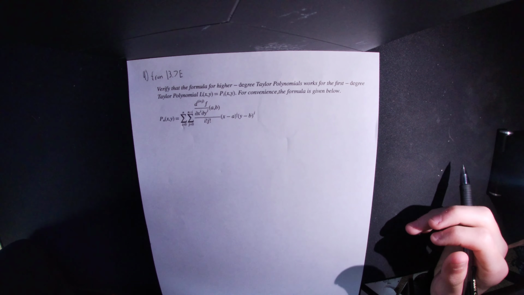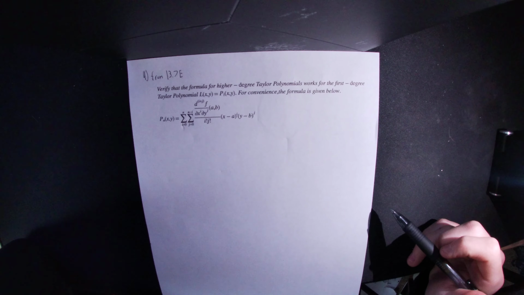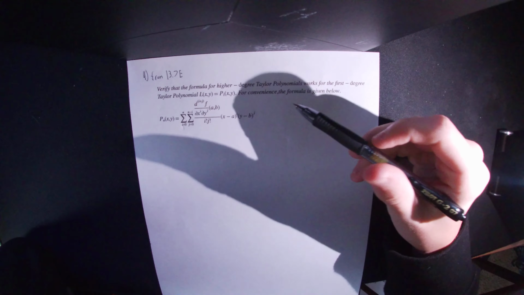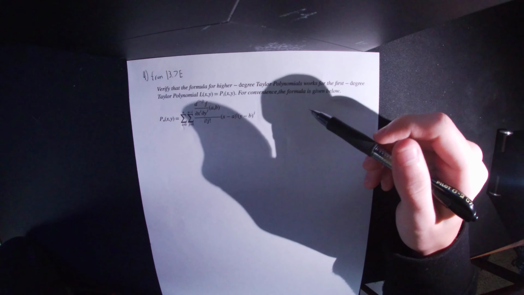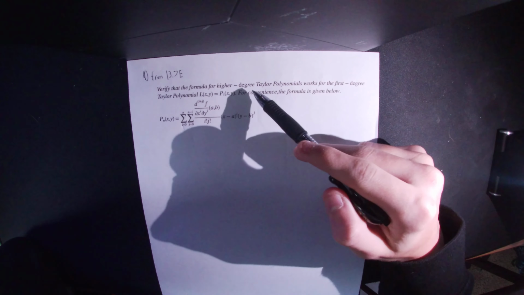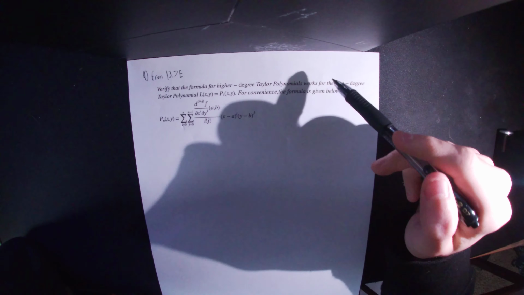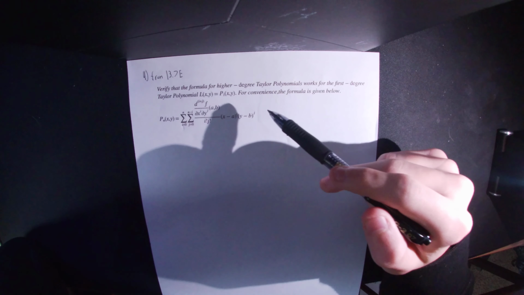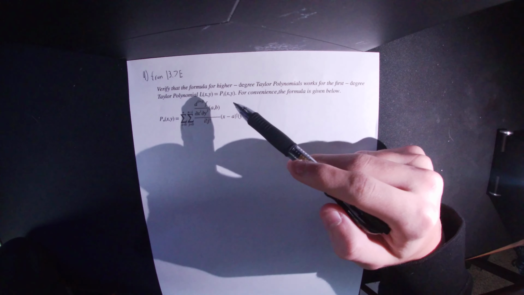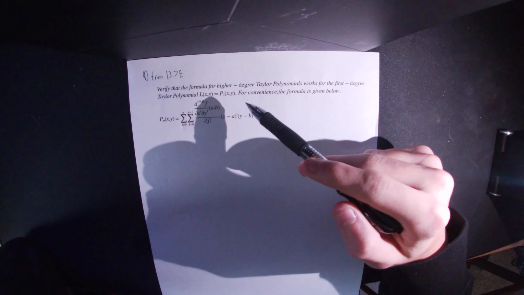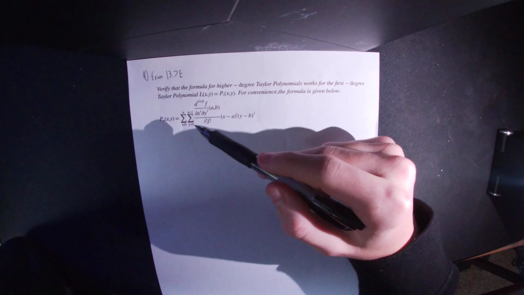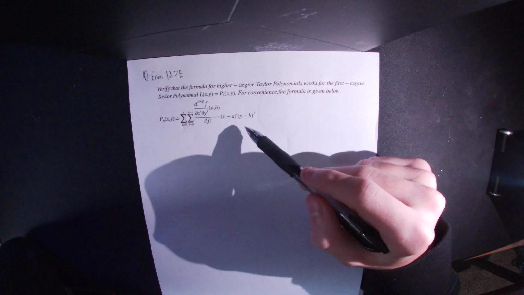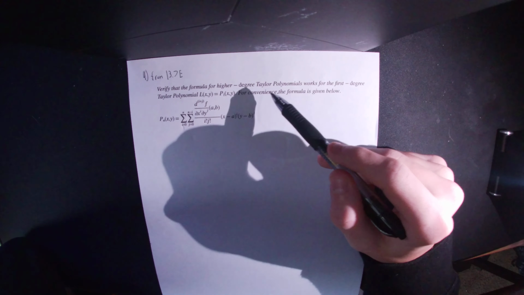So for my chapter 10 discussion, I will be doing question 9 from section 13.7e in the textbook. It's to verify the formula for higher degree Taylor polynomials works for first degree Taylor polynomials, where L of x,y equals P sub 1 of x,y. The formula is given below, P sub n of x,y, and it goes into the formula for higher degree Taylor polynomials.